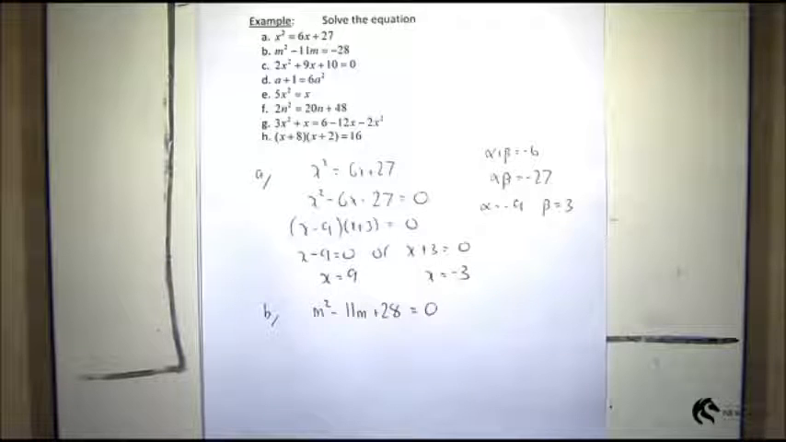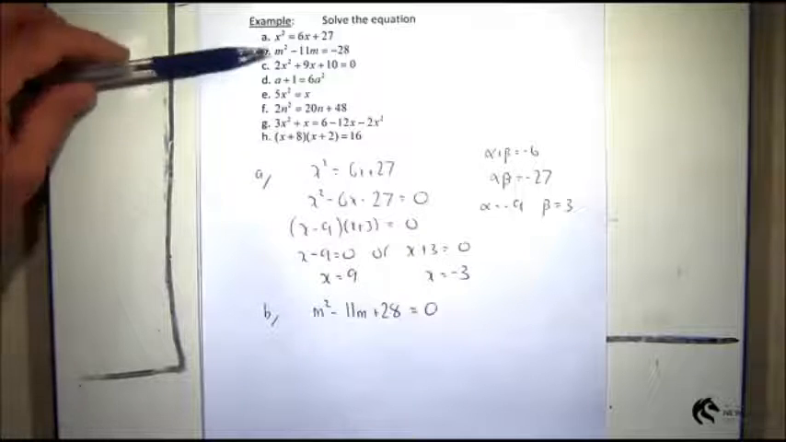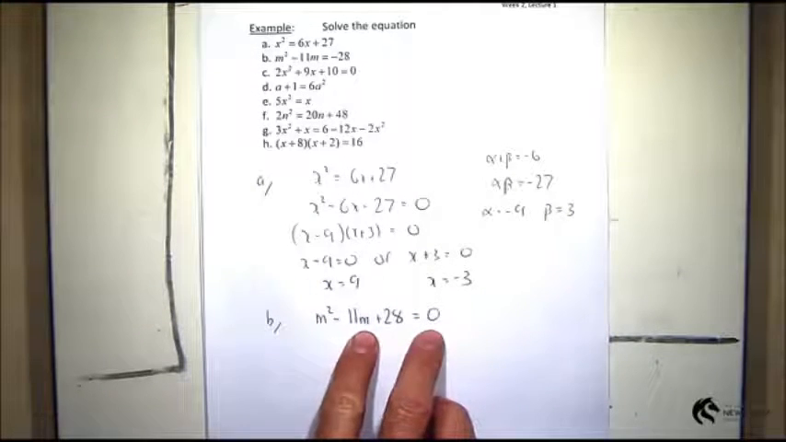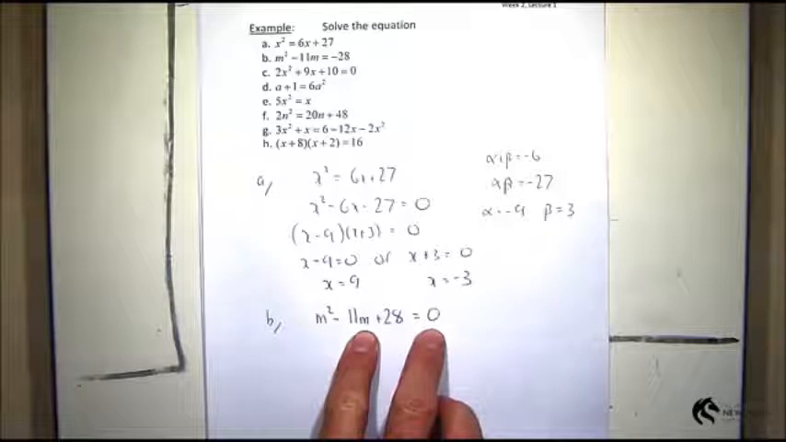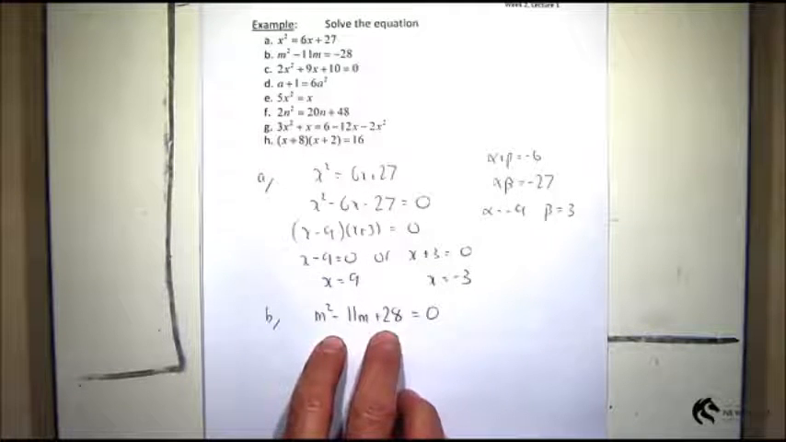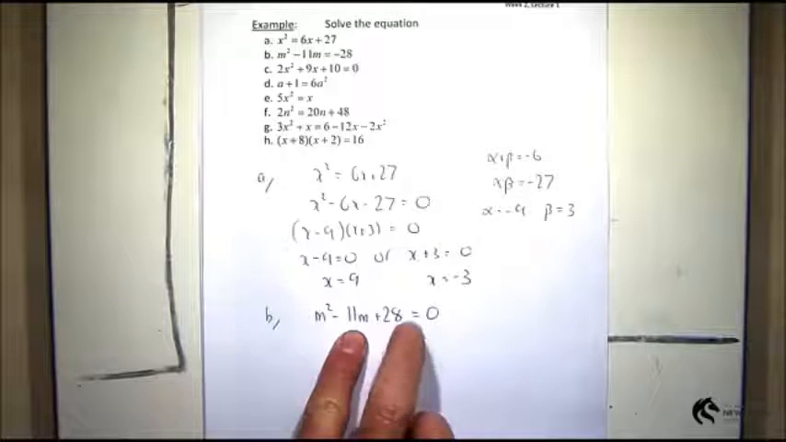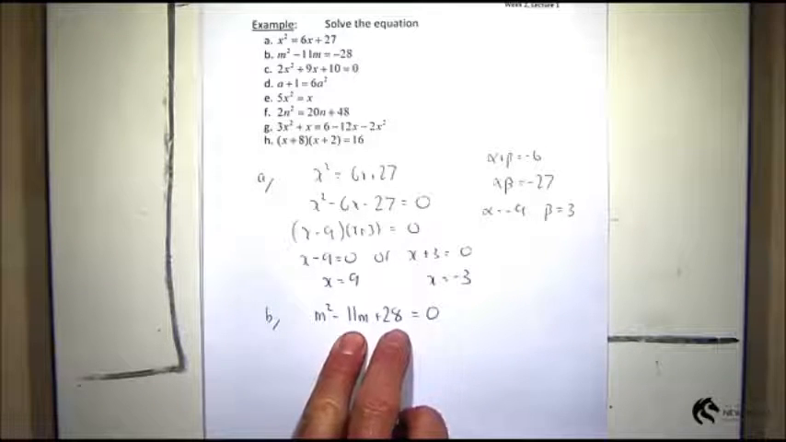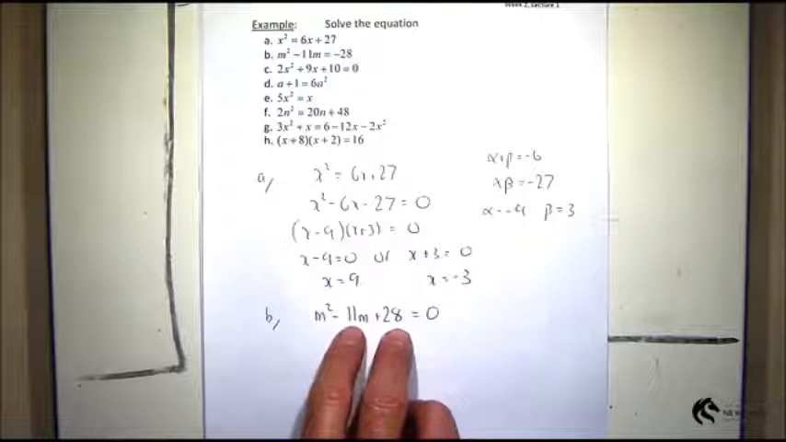If you look at part B, again, it's not yet written in the form of a quadratic trinomial equal to 0, so I rearrange it as a quadratic trinomial equal to 0. So I just added 28 to both sides. Now I try to factorise this. Alpha plus beta is minus 11, alpha times beta is plus 28. So this says alpha and beta are the same sign. But they've both got to be negative, and they've got to add to minus 11, in fact.